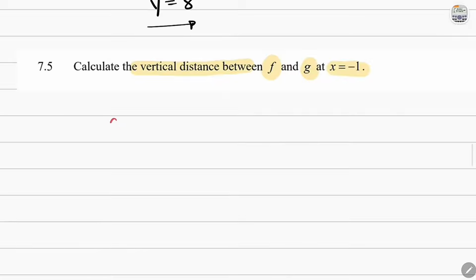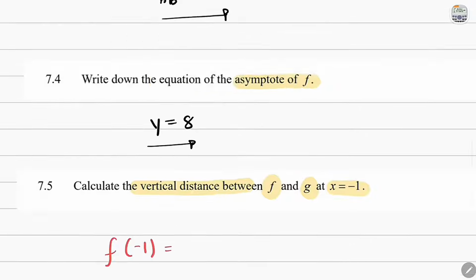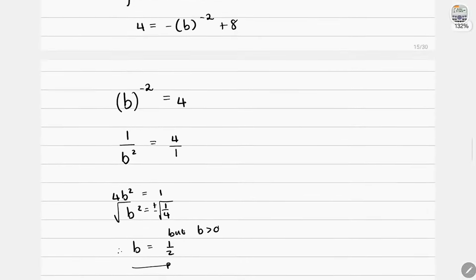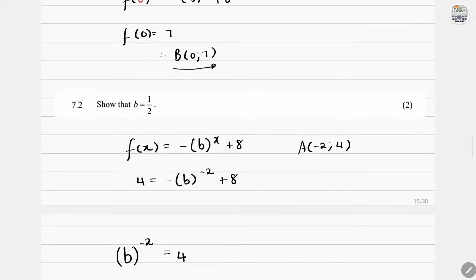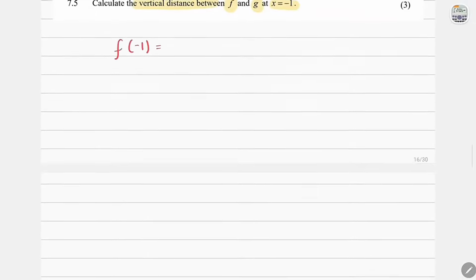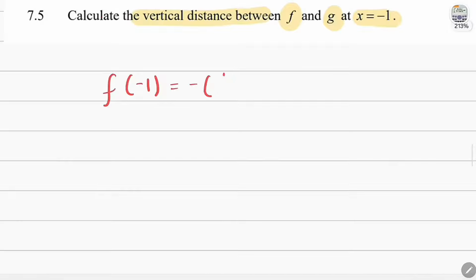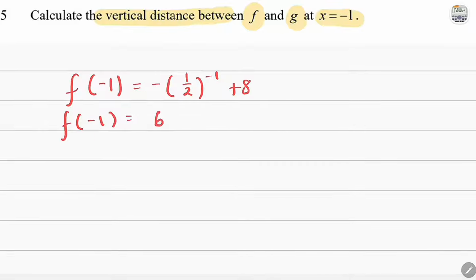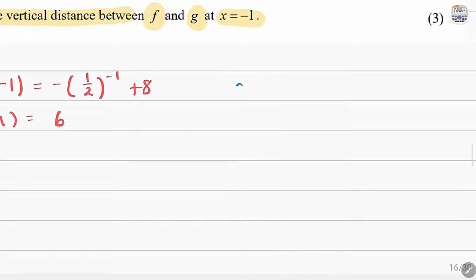We'll find the y value of the graph of f at x equals -1. We know b is now 1 over 2, so the equation of f is negative and then 1 over 2 raised to the power of x, plus 8. So we'll say negative 1 over 2 raised to the power of -1 and then plus 8. Let's find that y value first. That's going to be -2, and 8 minus 2 is 6. So this is 6.